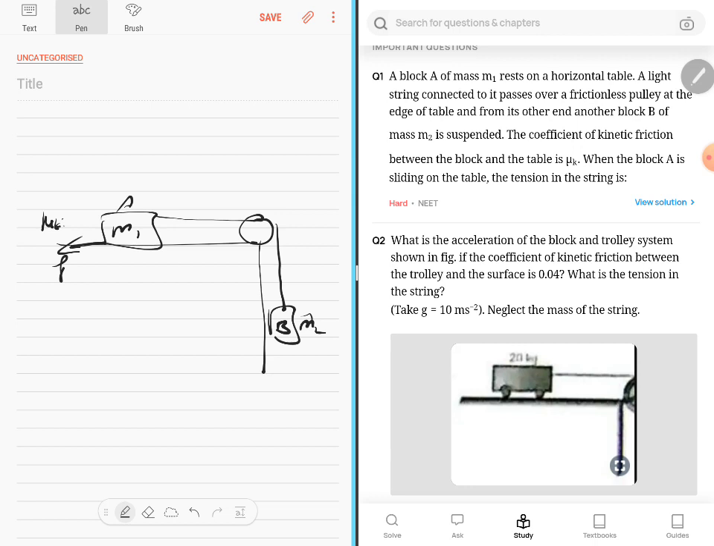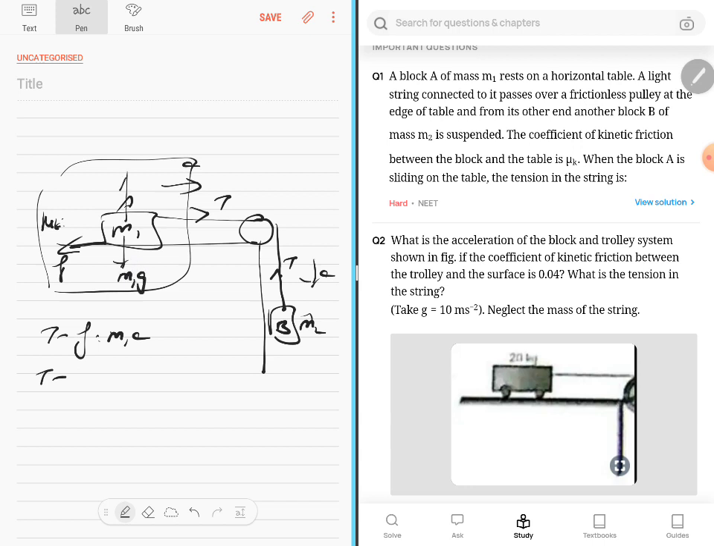The block A is sliding towards the right. Obviously this will also slide down, and so you can take the free body diagram in here, and there will be a tension T and T. So then T minus frictional force is equal to m1 into a. T minus the frictional force itself, mu into normal reaction, m1g, so T minus mu into m1g is equal to m1 into a. So T therefore is m1a plus mu into m1g.